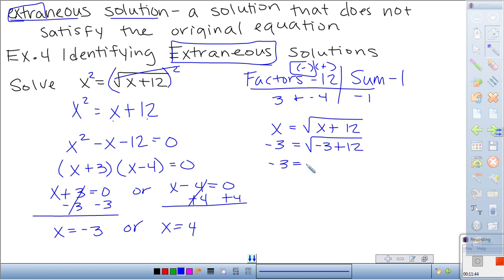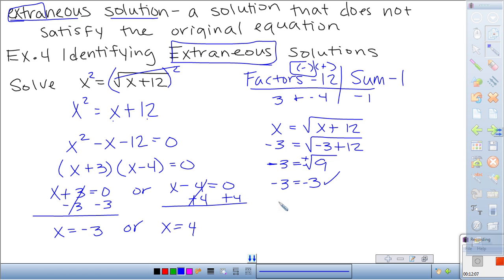Negative 3 equals the square root of negative 3 plus 12 is 9. And negative 3 equals the square root of 9 is 3, or it could be a negative 3. Remember, it's always plus or minus. Negative 3 times negative 3 is 9. Also, 3 times 3 is 9. So negative 3 does work.